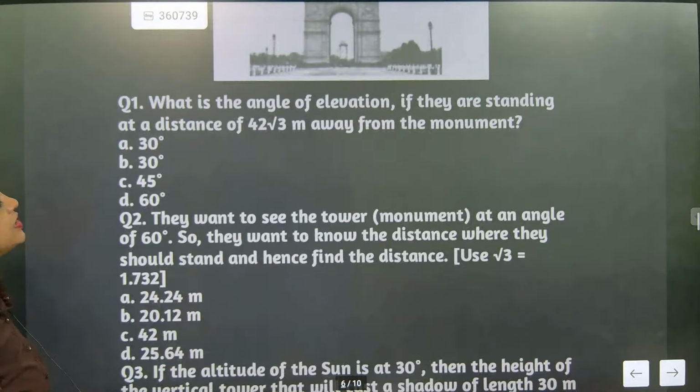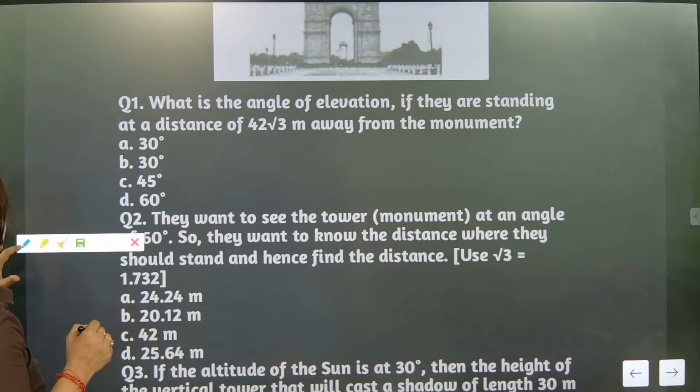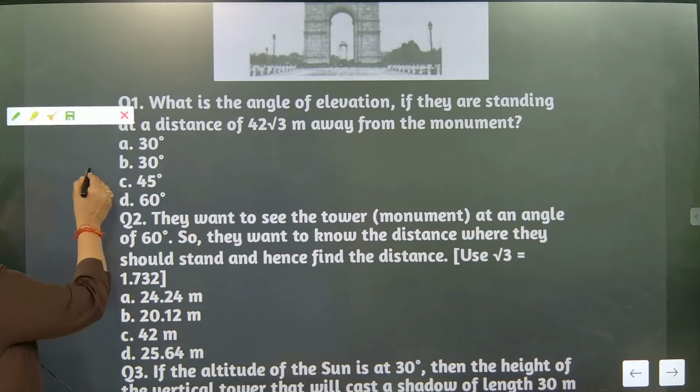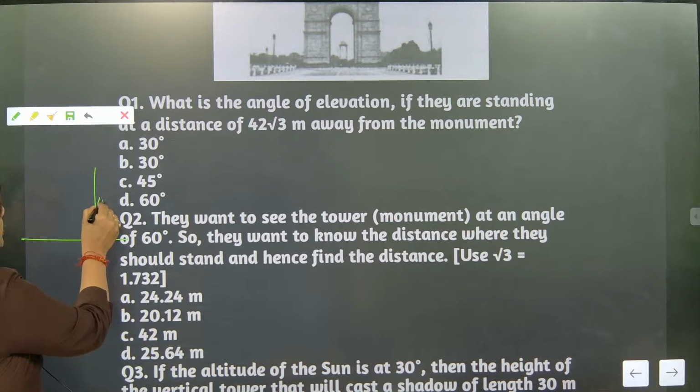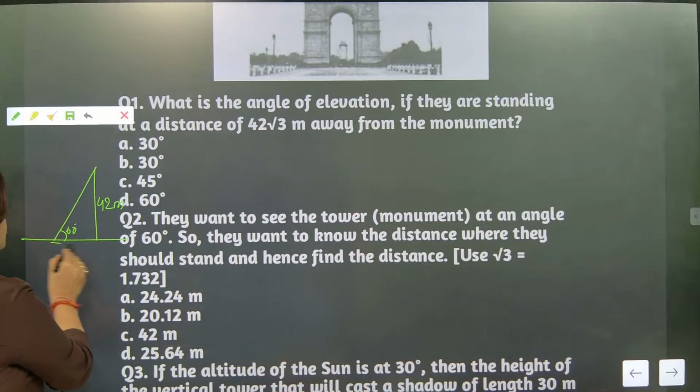They want to see the tower at an angle of 60 degree. So they want to know the distance where they should stand, and hence find the distance. Understood? Now they want to see with an elevation of how much degree? 60 degree. Height of India Gate is 42 meter. Now they are changing the elevation to 60 degree. So where should they stand? So what should be the distance?